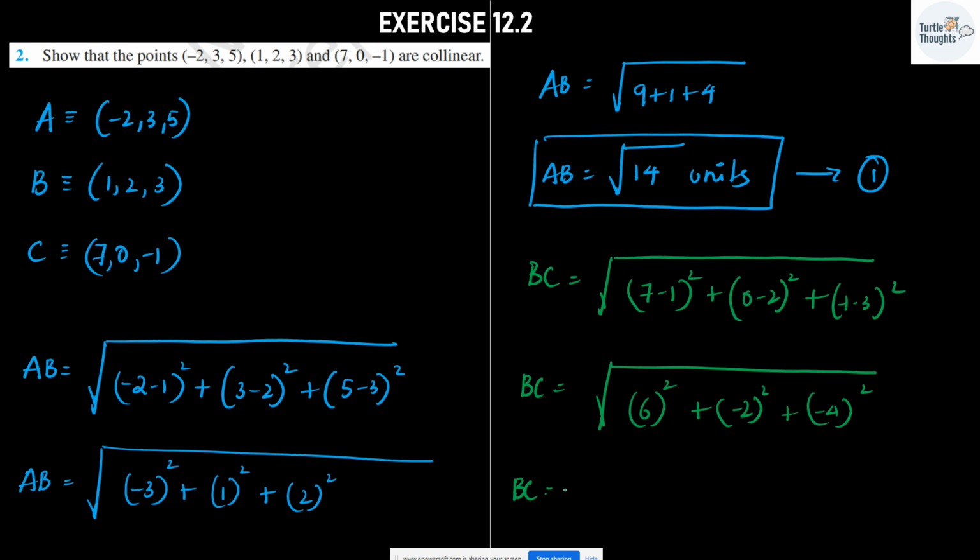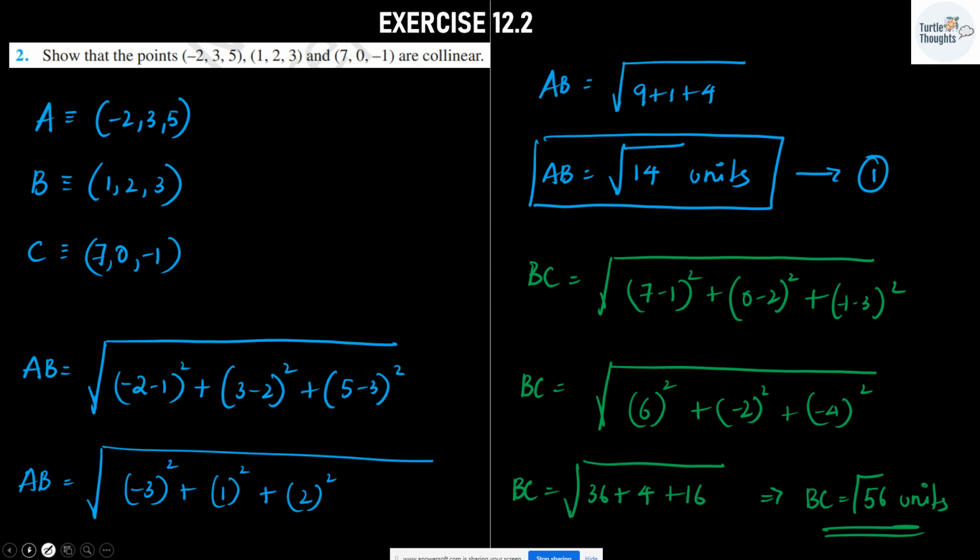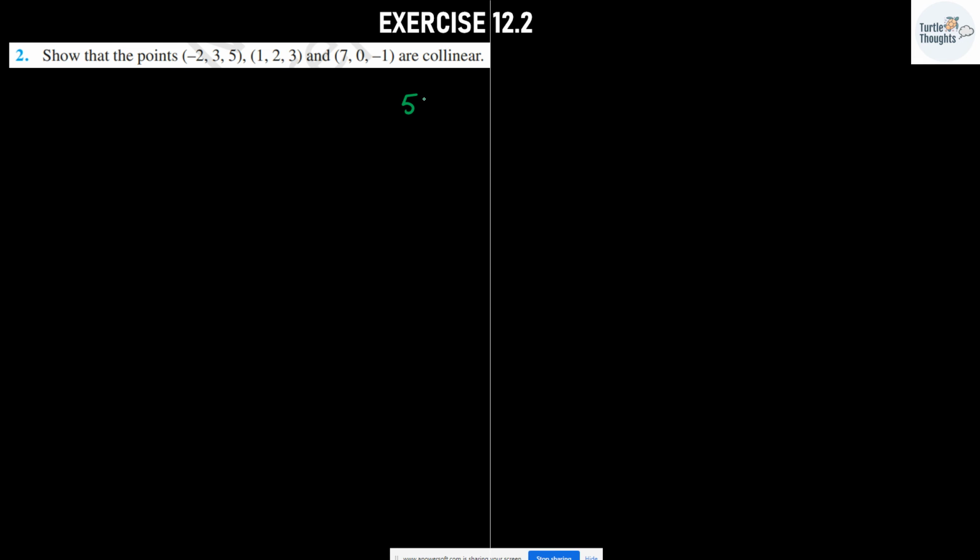Upon solving, I will be getting root of 6 square is 36, plus 2 square is 4, plus 4 square is 16. The answer is going to be 36 plus 20. I will be getting the answer as root 56 units. Root 56 units. Can I simplify 56?